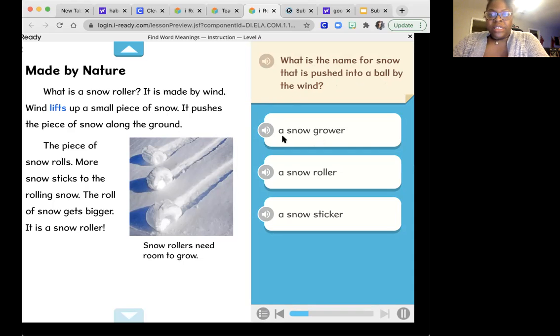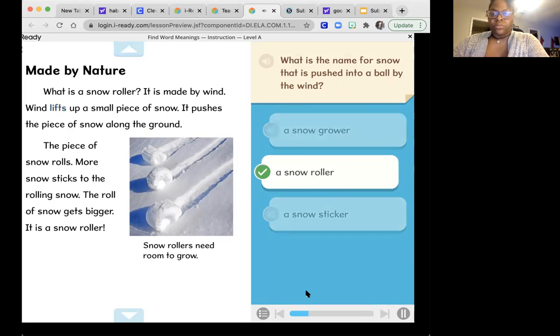So we see it says a snow grower. No. A snow roller. That seems like the right answer because I heard that before. But we always must read the last answer to make sure it's the best answer. A snow sticker. I didn't hear anything about a snow sticker, so we're going to go with roller. Yes, you figured it out.